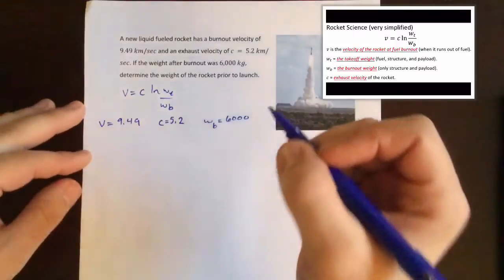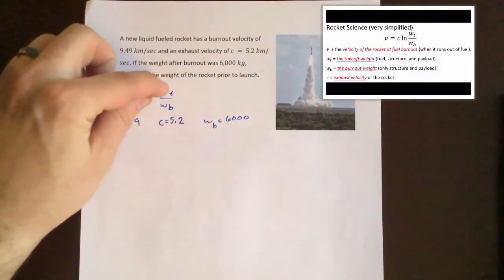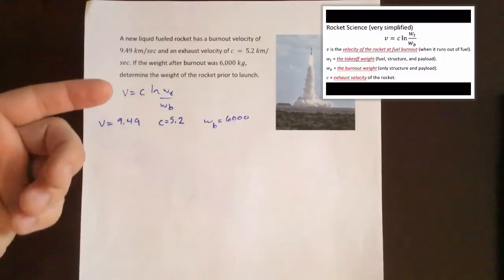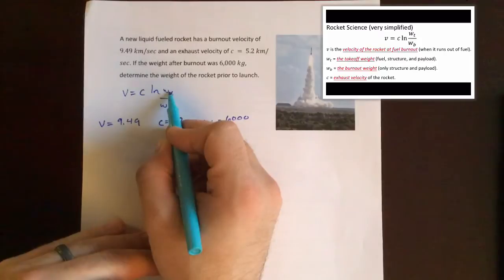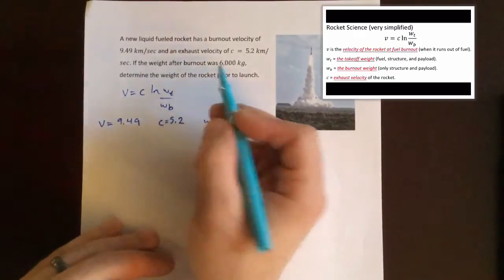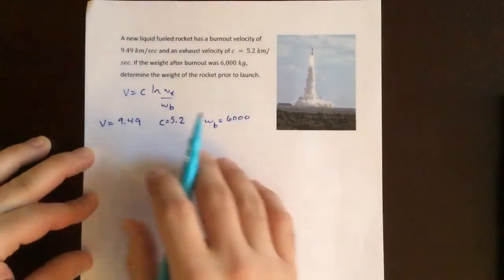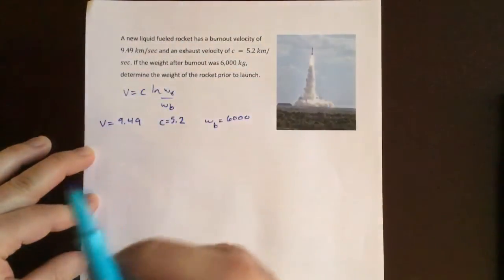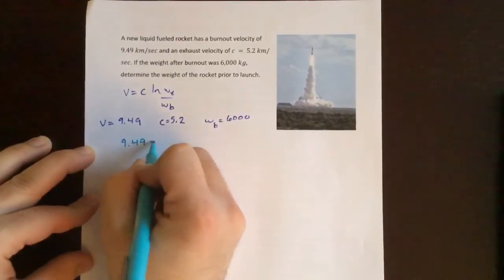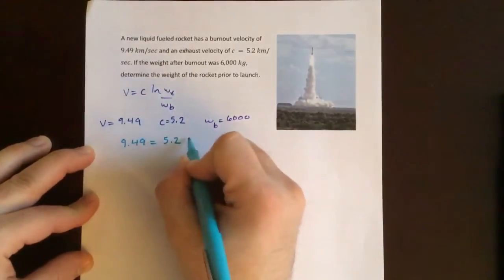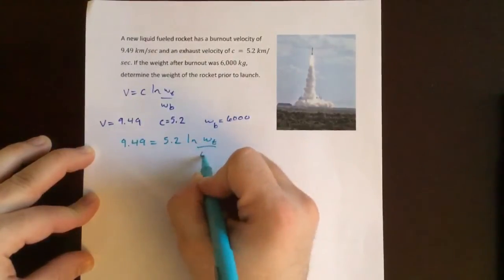Okay. And we notice that of the 4 variables in our formula, the one that we do not know is the weight prior to takeoff. That's exactly what they're looking for, so that's good. We picked everything out of the problem. So putting everything in: 9.49, 5.2, natural log of W sub t divided by 6,000.